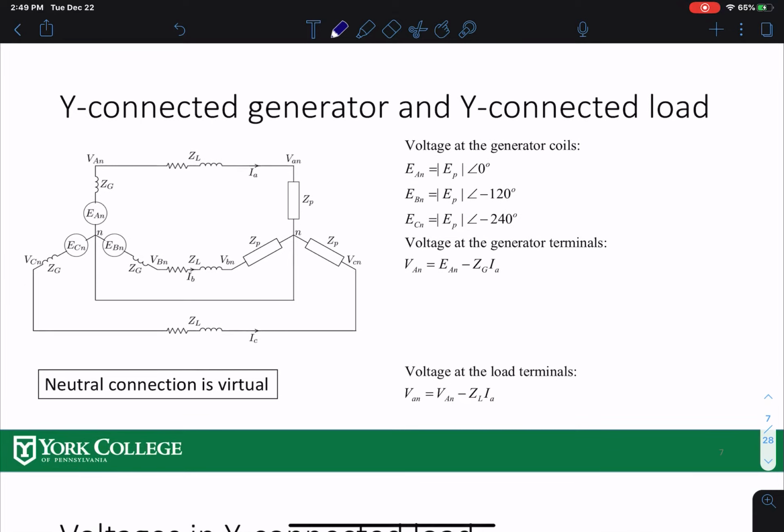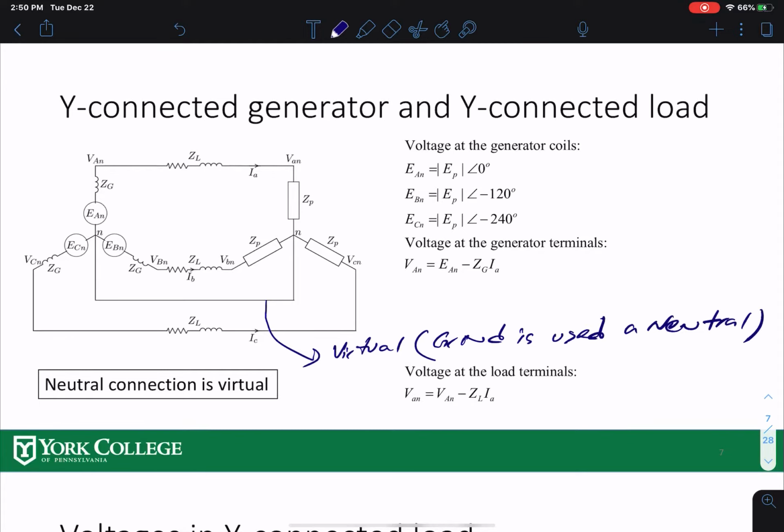So let's understand some very basic things over here. You have a Y-connected generator and a Y-connected load. So both are Y-connected, and their common neutral is connected to each other. But in a practical transmission line, this neutral is virtual. What that means is ground is used as neutral. So neutral is universal ground. If your generator is connected to ground and your load is connected to ground, that means it's virtually connected.